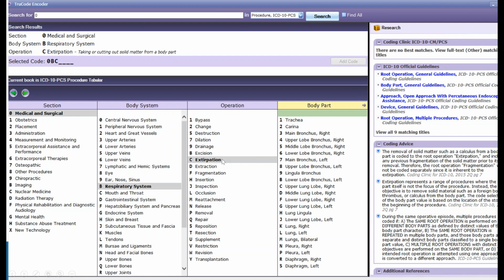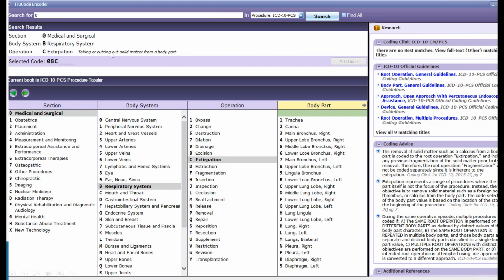I chose extirpation because that is everybody's favorite root operation definition, and so that's very important. If the doctor says that they did a TURP, a transurethral resection of the prostate, then the coder's got to be comfortable enough to go, yeah, but it's not really a resection, it's an excision. So we got to make sure that we feel very comfortable when we're doing this. Once we pick out the right operation, that's the big part.